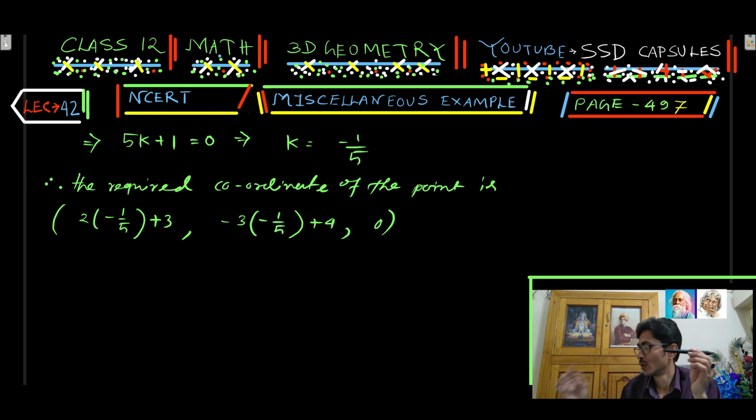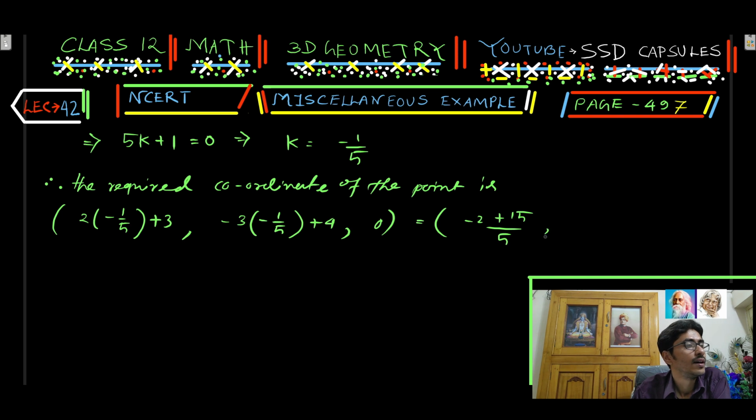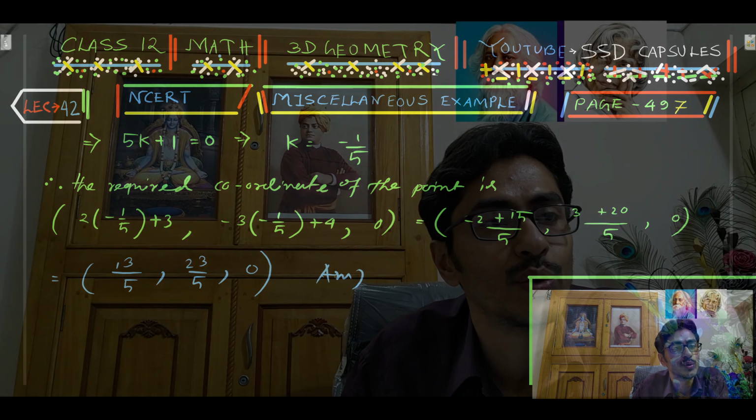When this line AB crosses this XY plane, this is the coordinate of the point we are going to derive after putting the value of k. So now we calculate minus 2 plus 15 by 5, comma, 3 plus 20 by 5, comma, 0. So equal to minus 2 plus 15, which is 13 by 5, comma, 23 by 5, comma, 0. So this is the answer. So we are done.